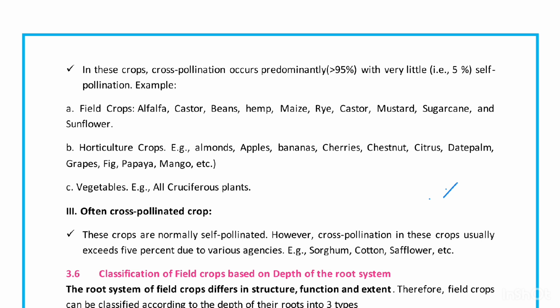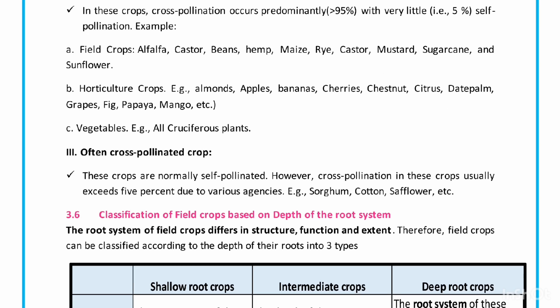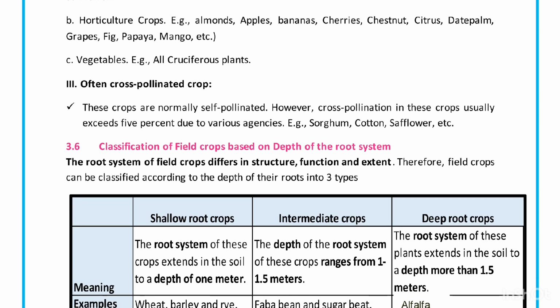Now, after understanding the classification of flowers based on the availability of reproductive structures, let us see the classification of crops based on the availability of type of flowers. Meaning of type.